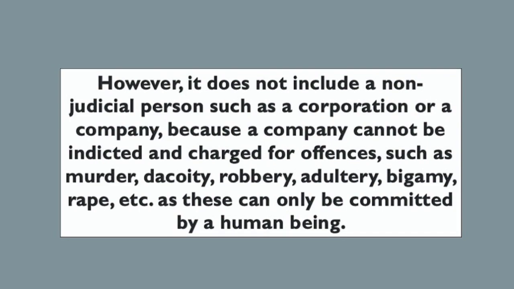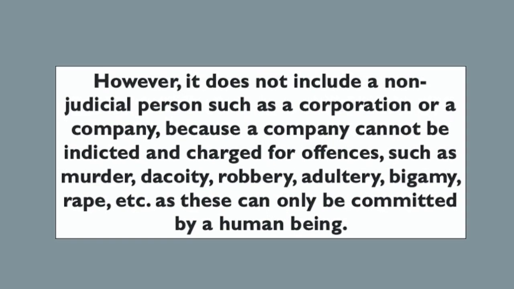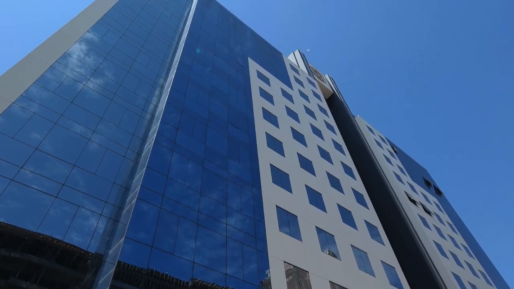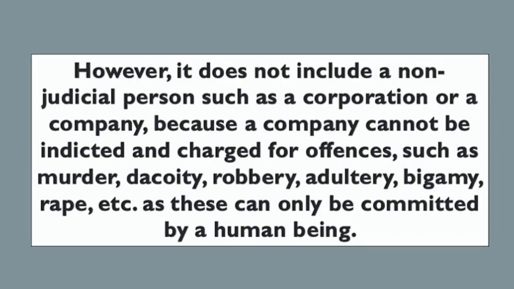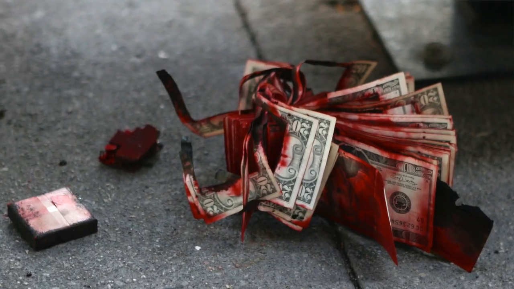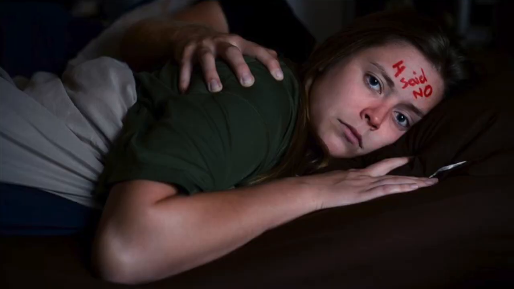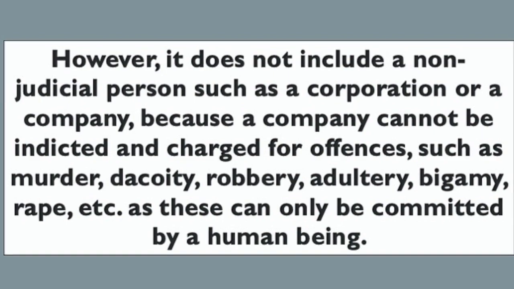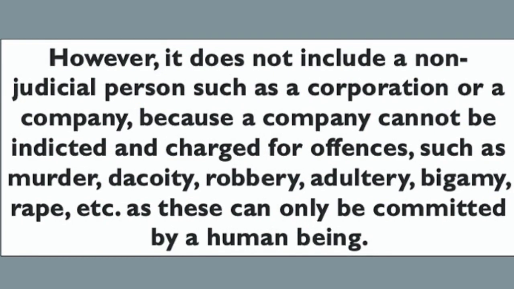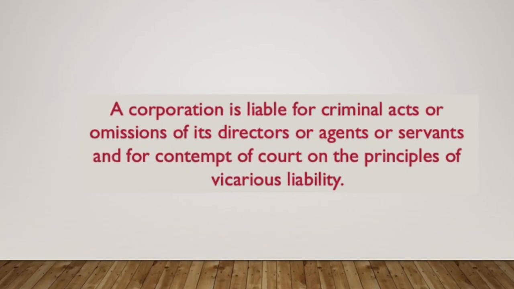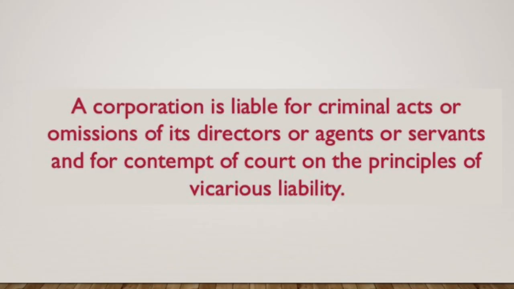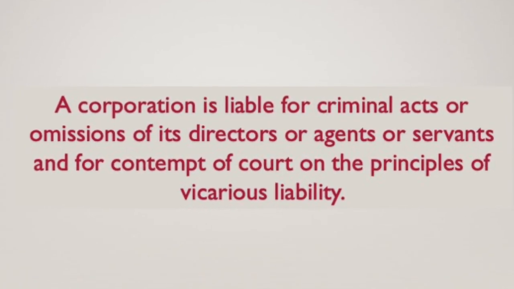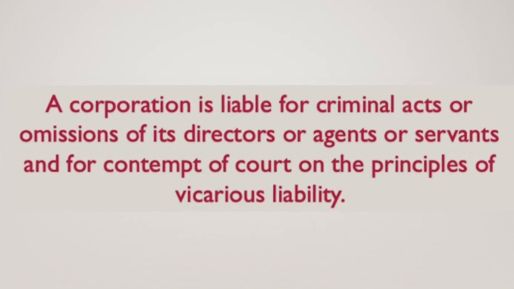However, it does not include a non-judicial person such as a corporation or a company, because a company cannot be indicted and charged for offences such as murder, dacoity, robbery, adultery, bigamy, rape, etc., as these can only be committed by a human being. But of course, a corporation is liable for criminal acts or omissions of its directors or agents or servants, and for contempt of court, on the principles of vicarious liability.